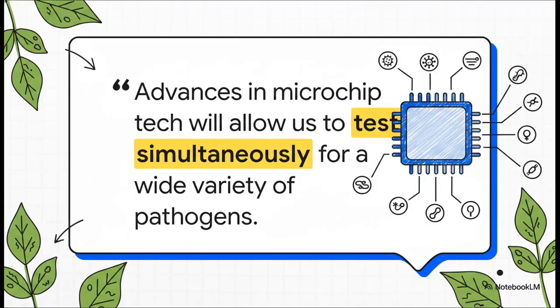And the future? Well, the future is even more advanced. Just imagine a single microchip that can test a plant sample, not just for one disease, but for thousands of known pathogens all at once. It would be like running a background check on every possible suspect simultaneously. This would let us make faster, more complete diagnoses and help us catch outbreaks before they even get started.